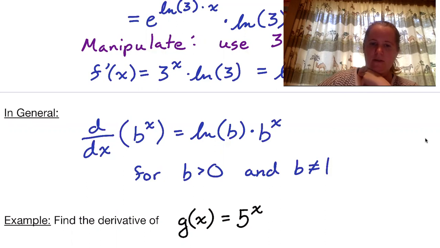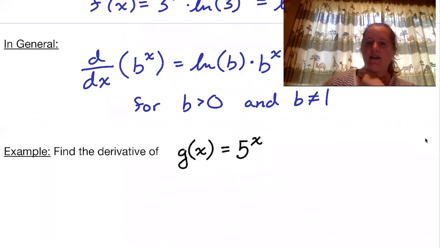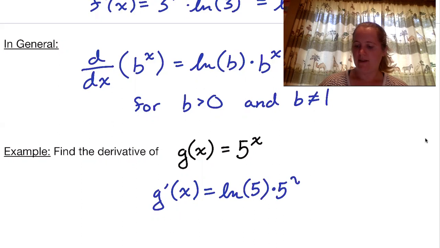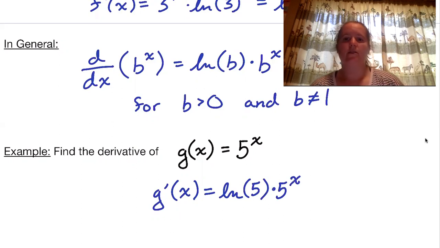All right, so using that, we can go ahead then and find the derivative of g of x equals 5 to the x. So just by using that rule, we know that g prime of x should be equal to the natural log of our base, 5, times 5 to the x. So this lets us now very quickly find the derivative of any exponential instead of having to do the algebra manipulation and use the chain rule as we did for the previous example.